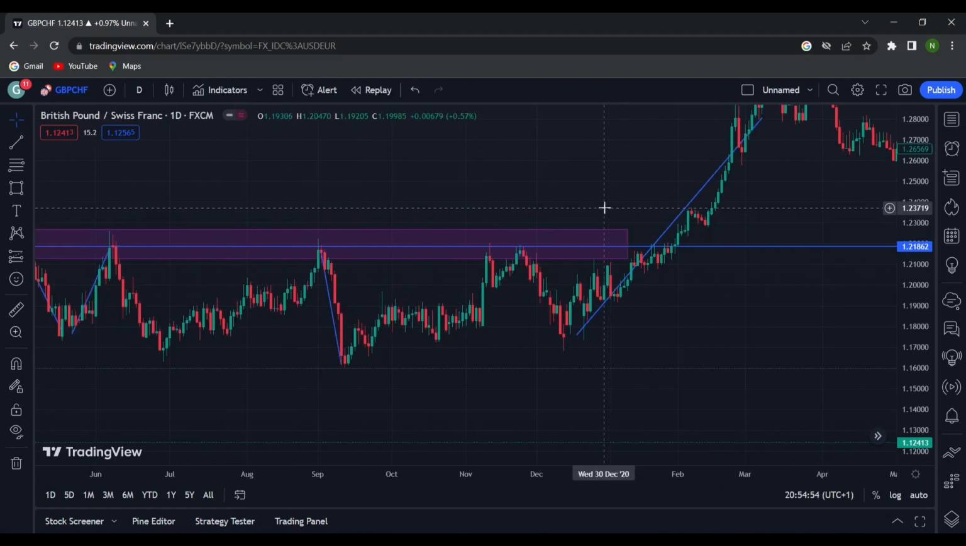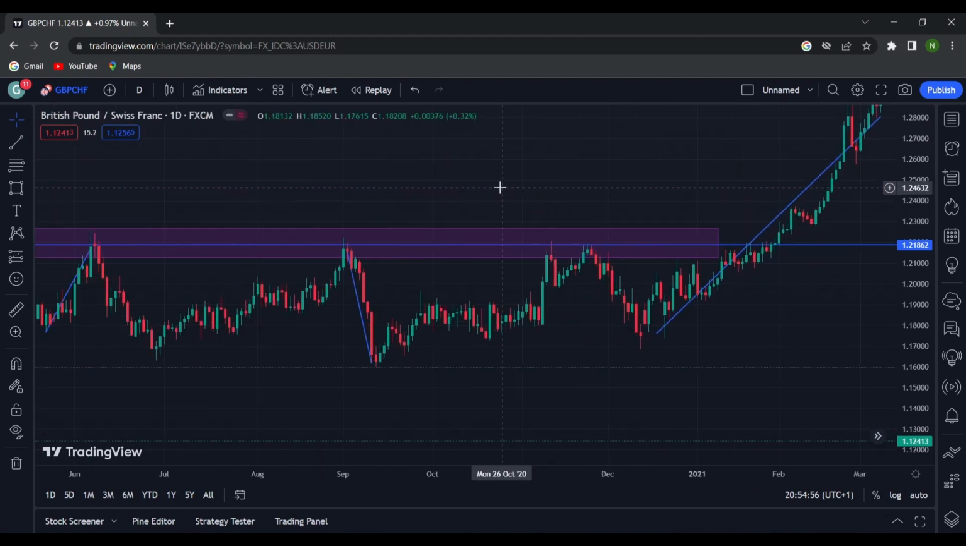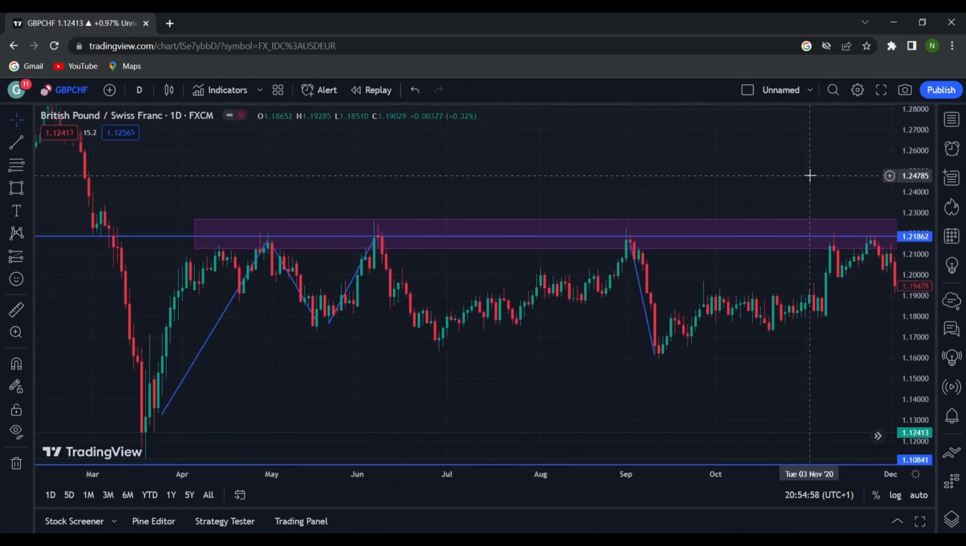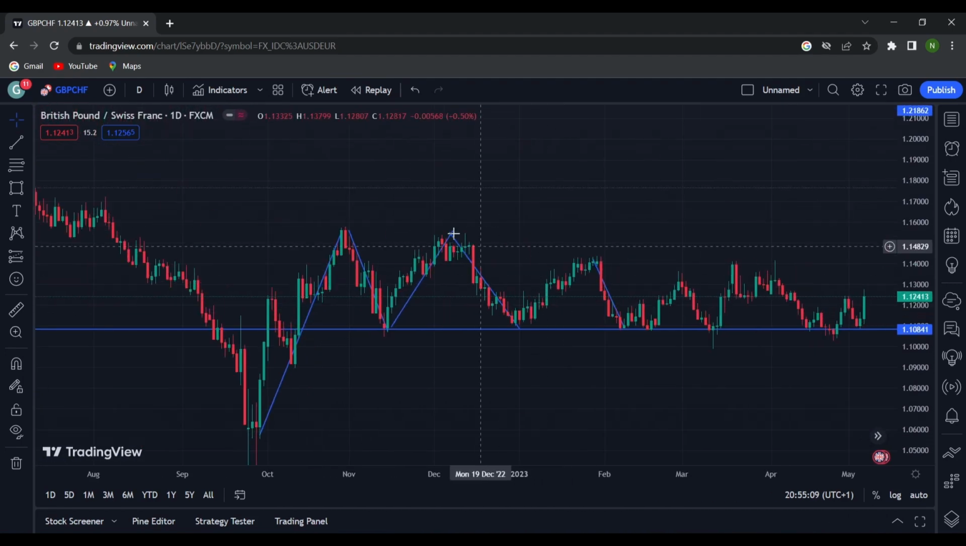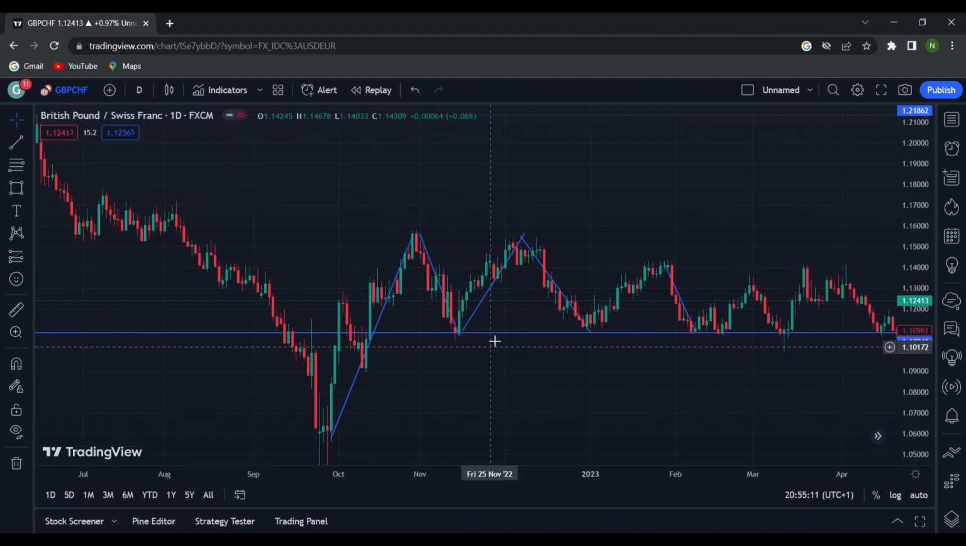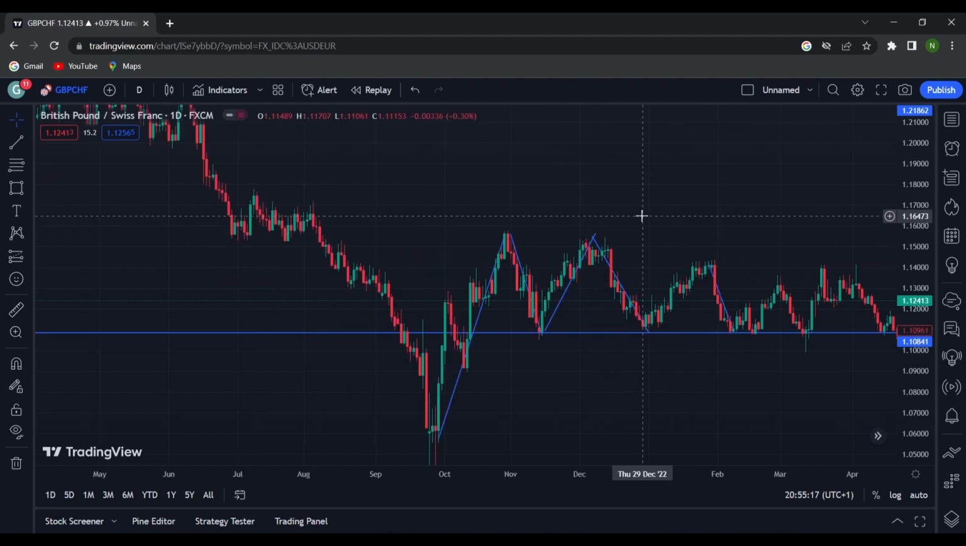So just to recap, resistance zones are when price is coming from underneath the zone up to that point, and you are going to be looking for short positions. When price is moving above this zone, it's called a support zone, and you're going to be looking to go long instead. So keep that in mind.